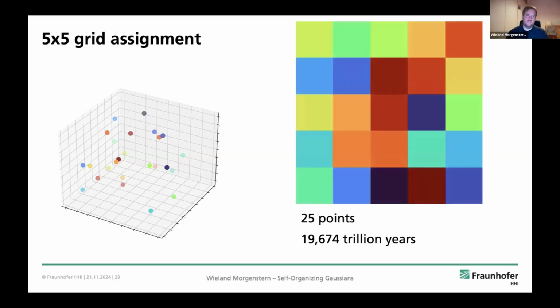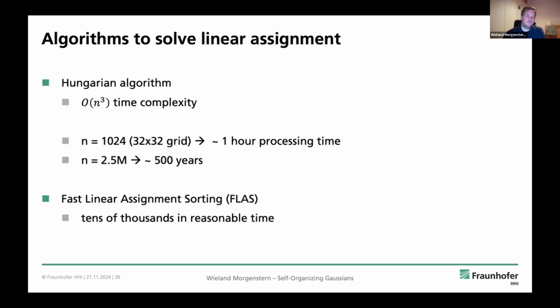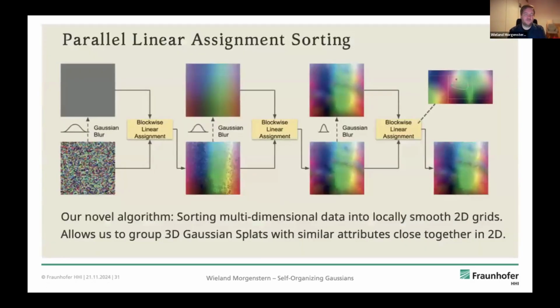Of course, there are algorithms for that, but still the Hungarian algorithm, which is one to solve this linear assignment problem, has an n-cubed time complexity. So it's kind of fine to do that for 1,000 elements. You can do that in an hour. But if you have 2.5 million Gaussian splats, it would take you 500 years. So that's not good. And then we discovered the fast linear assignment sorting algorithm, which was out there, which can do tens of thousands of these assignments in a reasonable time. But if you throw 1 million at it, it will unfortunately not work. So we had to come up with our own solution.